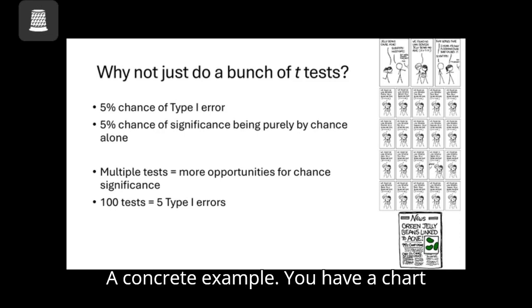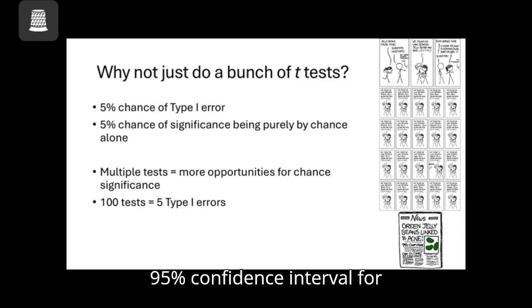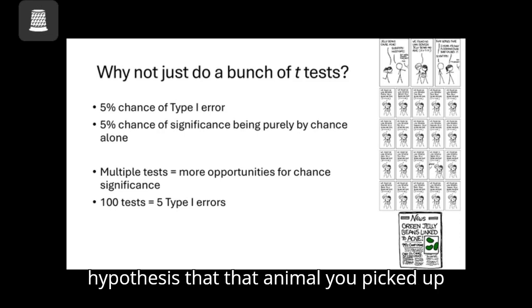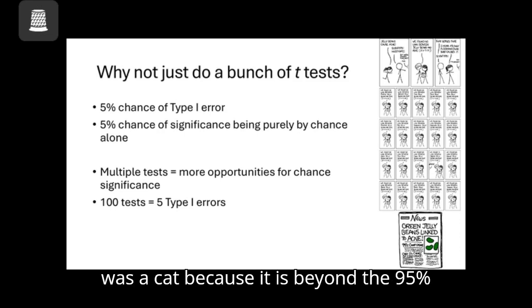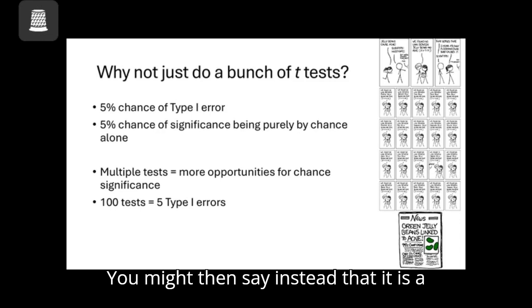A concrete example. You have a chart of the weight of adult cats, and it is a normal distribution. You have a mean and a standard deviation, and know that the 95% confidence interval for cat weight is from 7.5 to 14 pounds. So you pick up an animal at random. It comes in at 15 pounds. Now, according to our null hypothesis statistics testing, you would reject the null hypothesis that the animal you picked up was a cat because it is beyond the 95% confidence interval. You might say instead that it is a dog, but the animal is very much a cat.